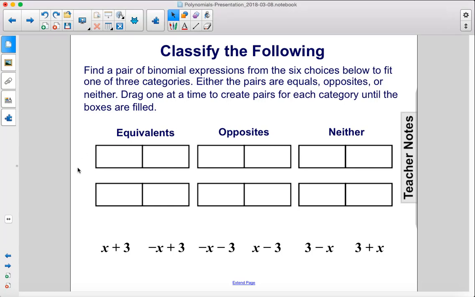Find a pair of binomial expressions from the 6 choices below to fit one of 3 categories. Either the pairs are equals, opposites, or neither. Drag one at a time to create pairs for each category until the boxes are filled.